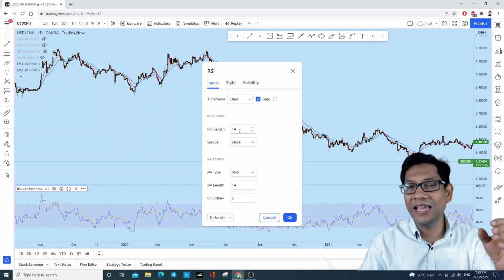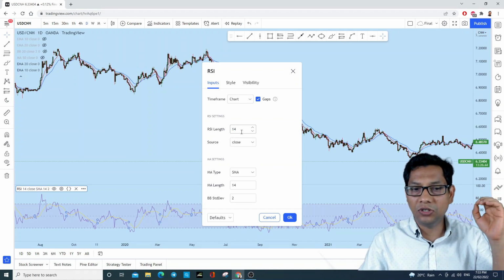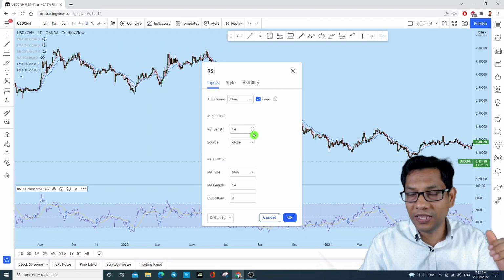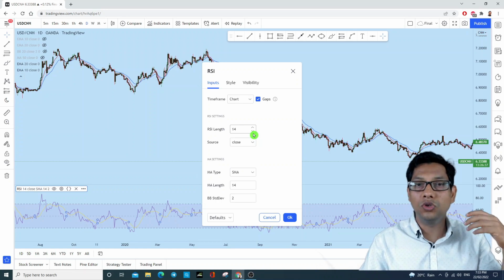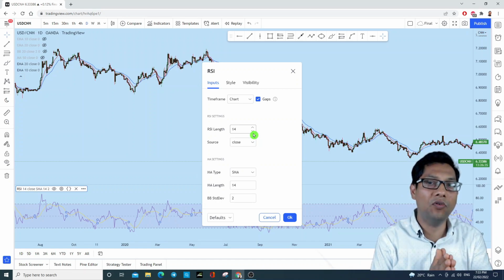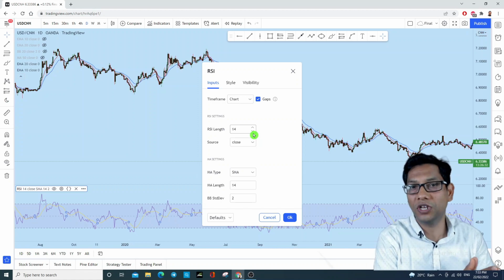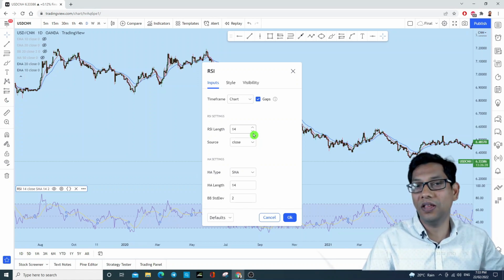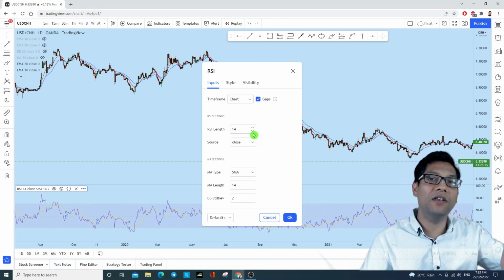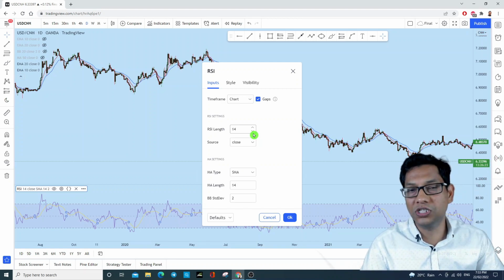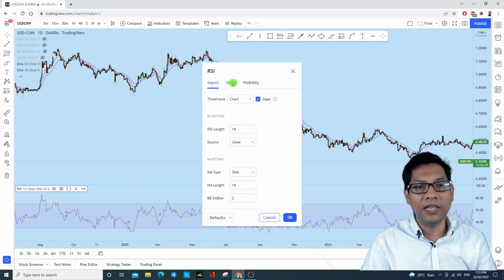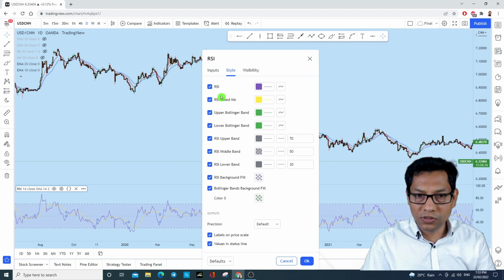So if you are using the daily chart, that means it will count 14 days of data in this indicator. So it will show you the value only for the past 14 days. If you use 4 hour, then 14 candles, or 14 four-hour candles. If you use the hourly chart, then it will consider 14 hours of data. The rest of the settings we will keep as they are. If you go to the style, then you will see the color and everything in this section.